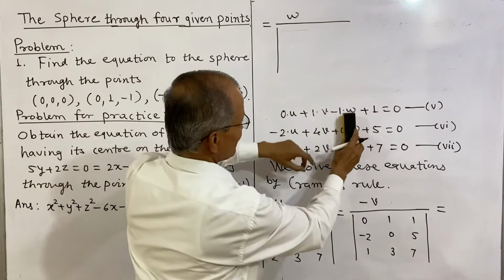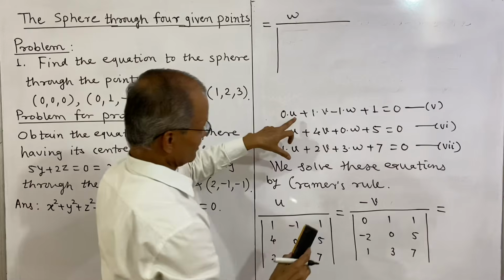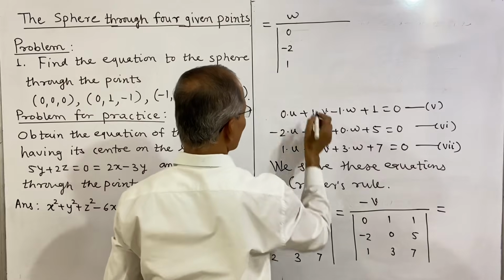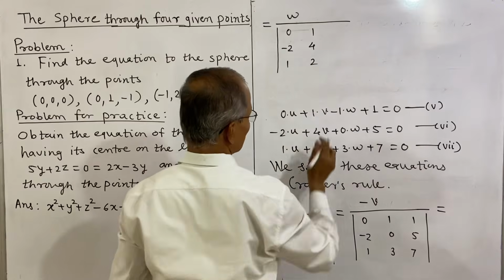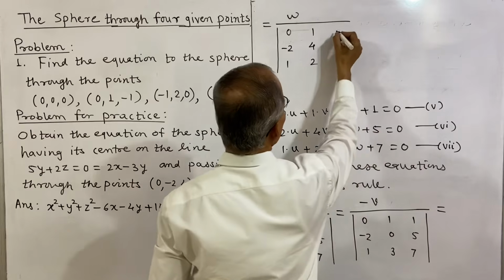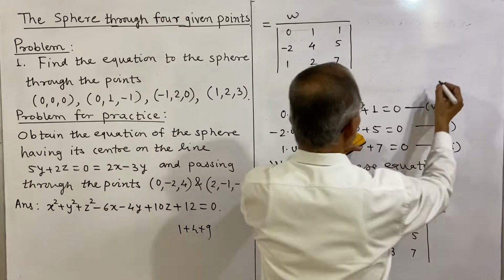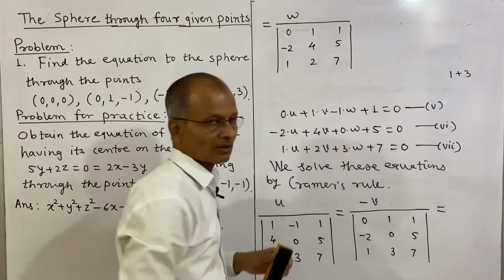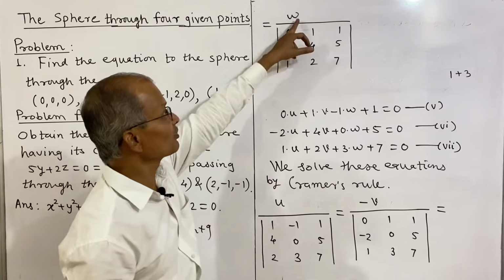w, we hide the column containing w and write the coefficients of remaining terms, variables u, that is 0, minus 2, 1, then v is 1, 4, 2, second column, and w we are hiding and we are deleting, and 1, 5, 7. So this position of w is first row, third column. See, first, second, third column, it is first row, third column, and the sum of these numbers is even, and therefore there is positive sign.